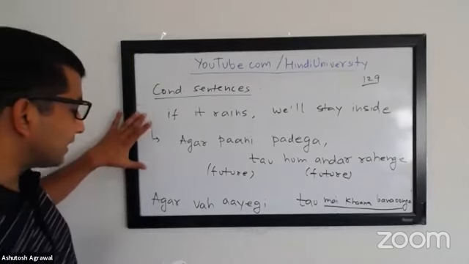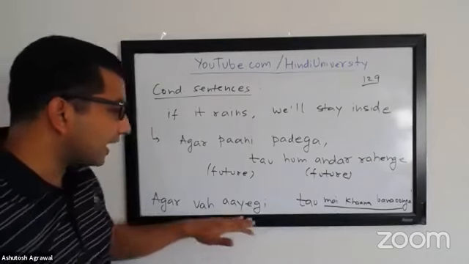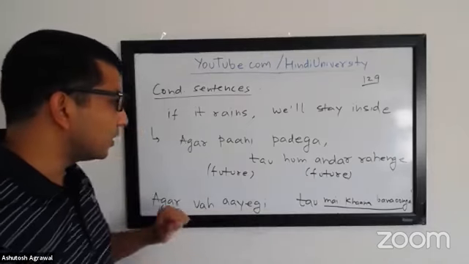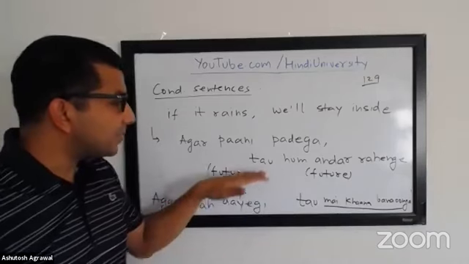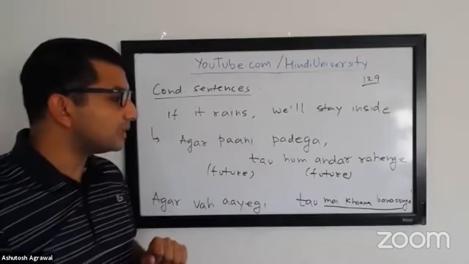That we will be learning soon. Okay, so this is another example. First one was, अगर वह आएगी तो मैं खाना बनाऊंगा. Second one was, अगर बारिश होगी और अगर पानी पड़ता है और पड़ेगा तो हम अंदर रहेंगे.